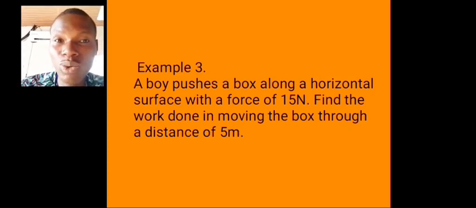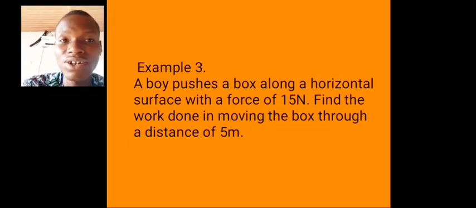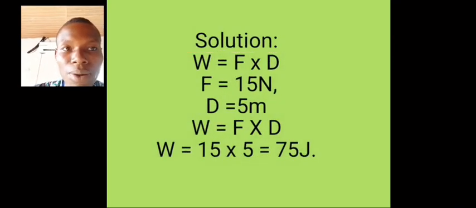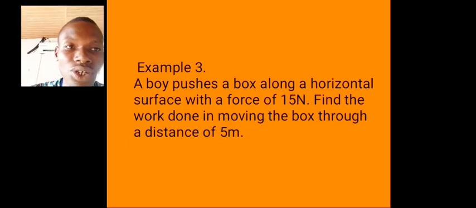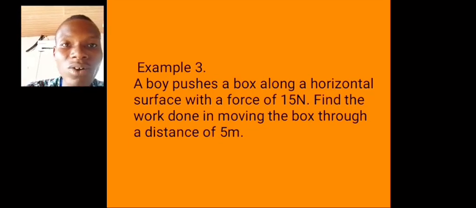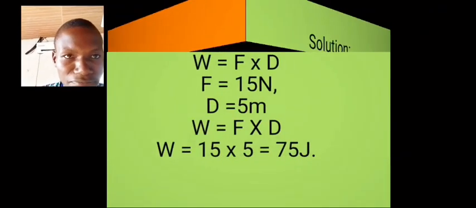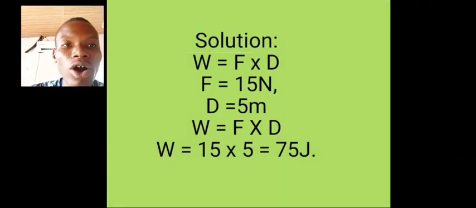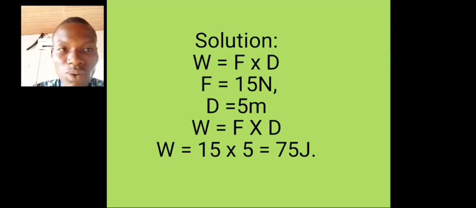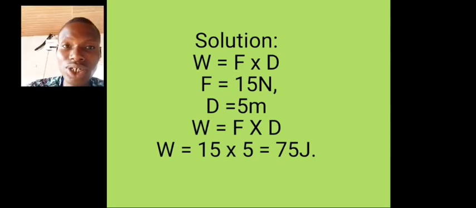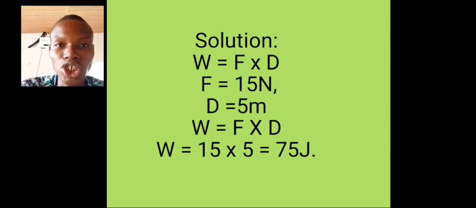So this question is very straightforward. Alright, so how do we go about it? First thing first, write your formula. Work done is force times distance. Why am I writing the formula for work done? Because I'm asked to look for the work done. Now, force is 15 Newton from the question. Distance is 5 meters. So, to calculate my work done is the product of force and distance. Multiply 15 by 5 to get 75 joules.